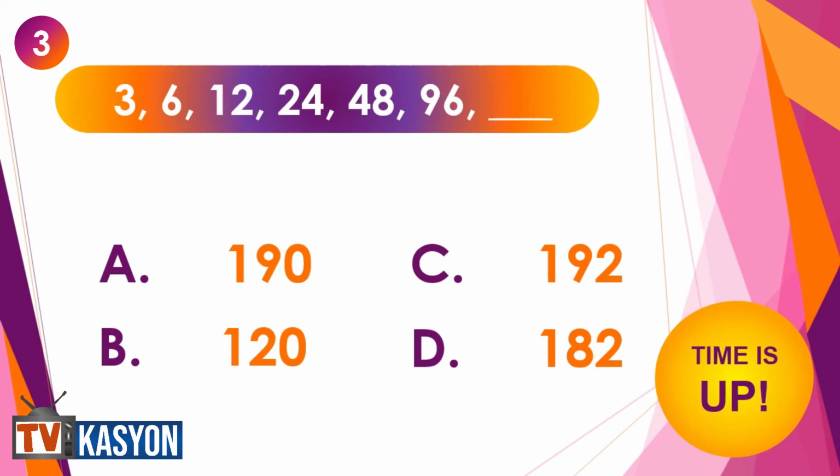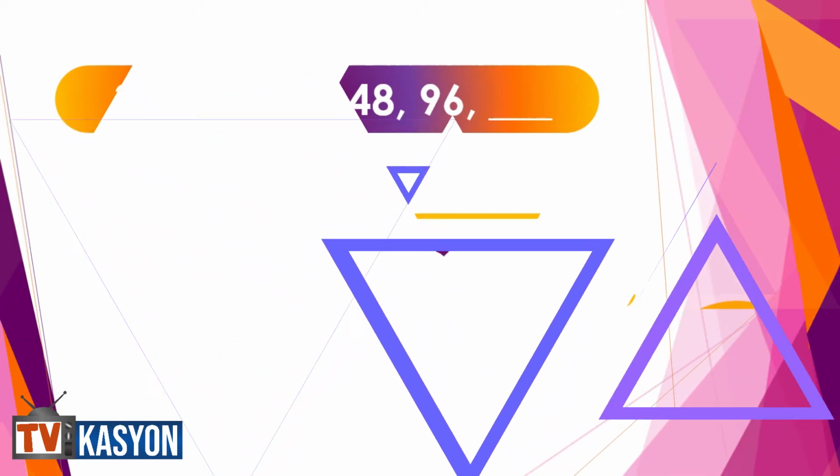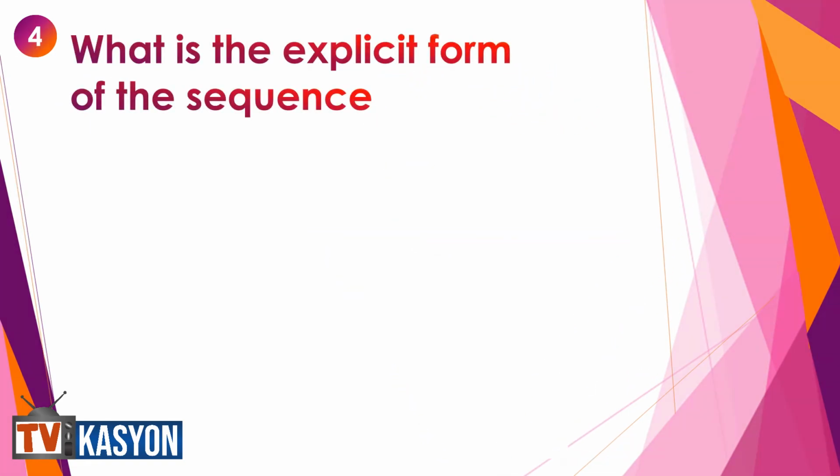Is C, 192. Why 192? Because the next number is obtained by multiplying the preceding number by 2. Excellent! Number 4.